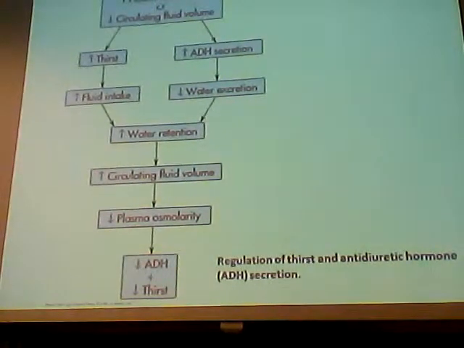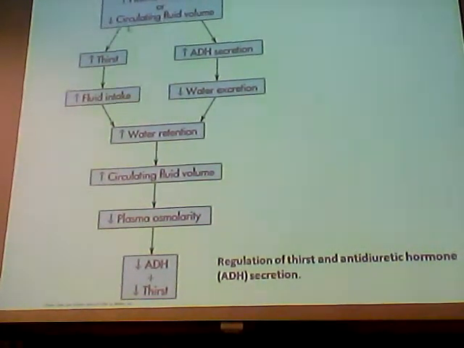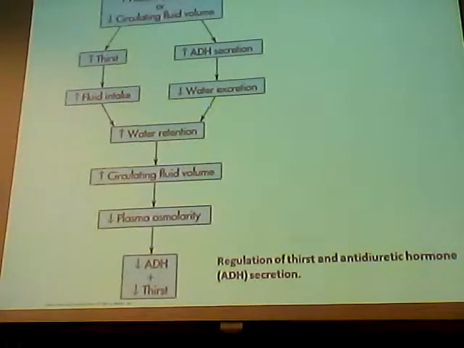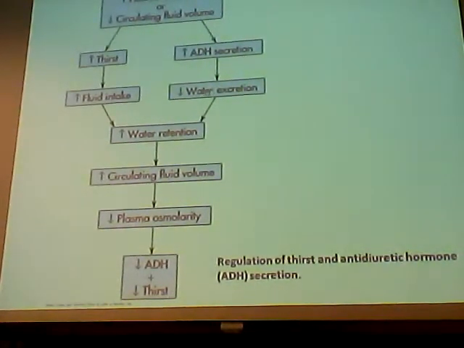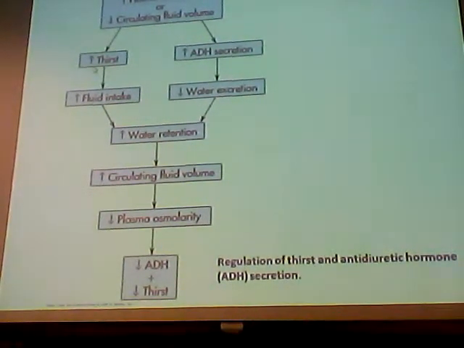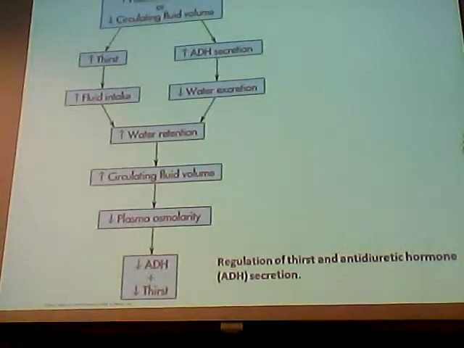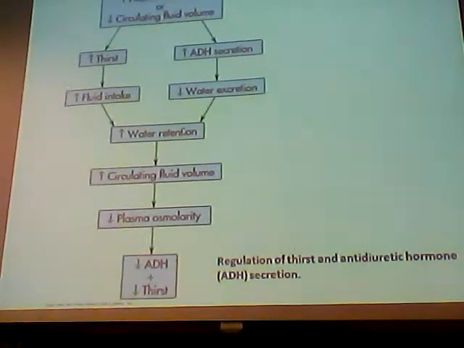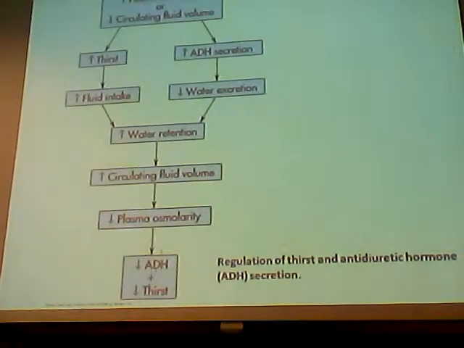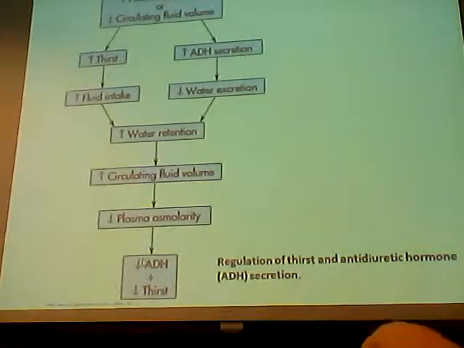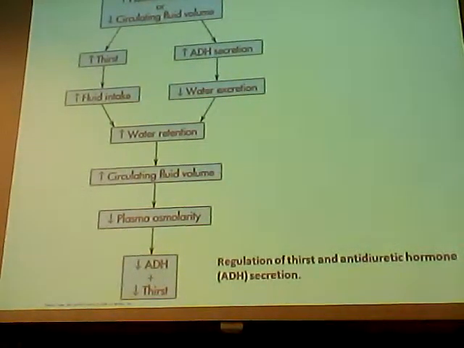High plasma osmolarity means you have low fluid volume. With low fluid volume, you want to secrete ADH because you want to stop excreting the water and retain it. You also stimulate thirst because you want to get more water into the system externally. So that eventually gets you more water. When you have more water, you have more circulating fluid volume, which decreases the osmolarity, and it feeds back to the original, so you no longer are thirsty and you don't need that ADH secretion anymore.